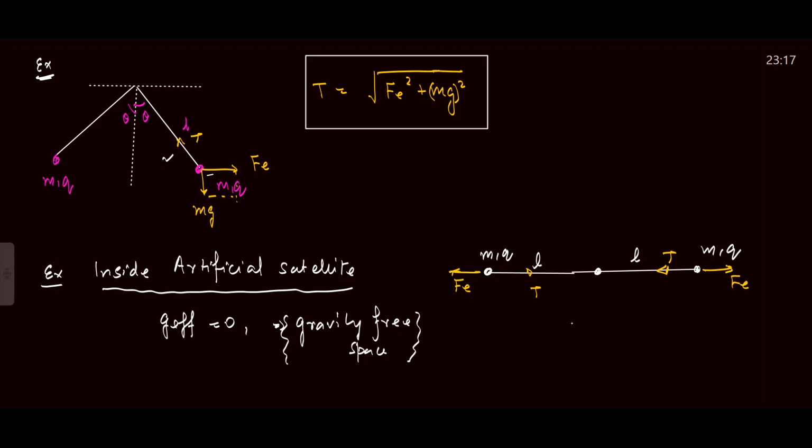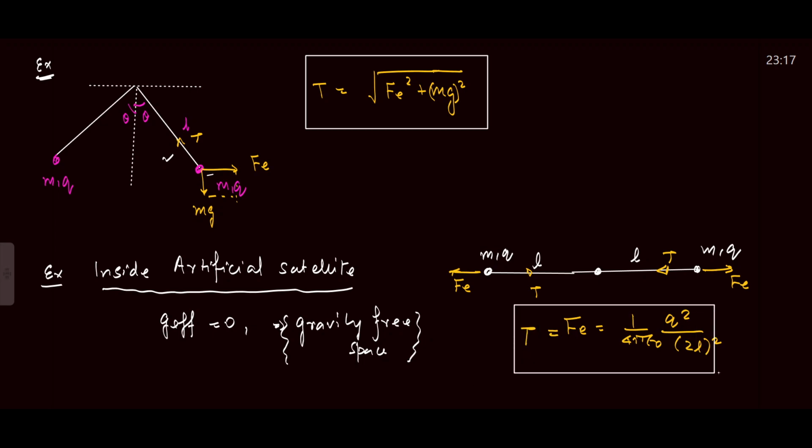So here directly you can say Fe would be, very first thing, 1 by 4 pi epsilon naught into q square divided by 2L whole square. We can do it. This is the Fe, and this Fe is also equal to the tension. So this question can also be asked. You can solve it. It's a very common question related to this pith ball problem. We can see some more problems related to this also.